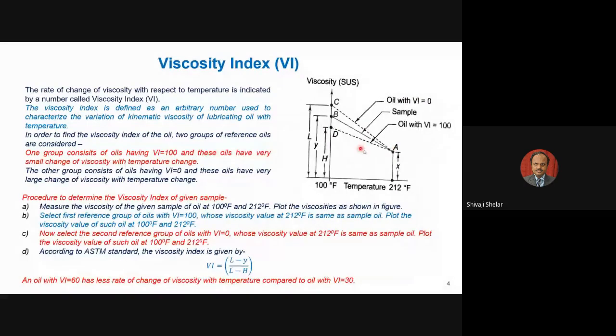So what does the slope indicate? The slope indicates the change of viscosity, viscosity in Saybolt universal seconds here, kinematic viscosity here, with respect to temperature. So this change is minimum with viscosity index 100 and maximum with viscosity index 0, and your given sample line will lie between this range, AD and AC. So your given sample will have the line called AB. So from this you can determine viscosity index.